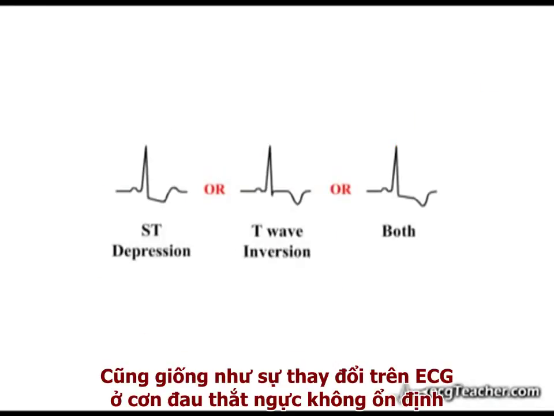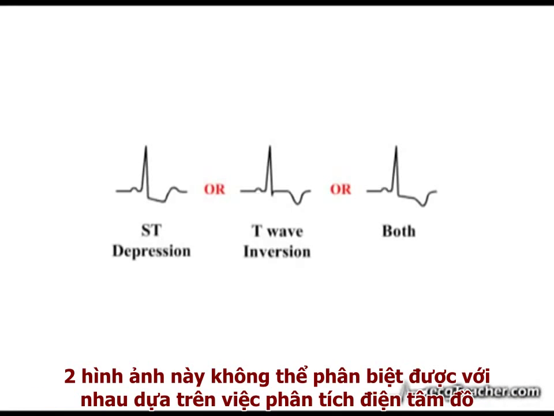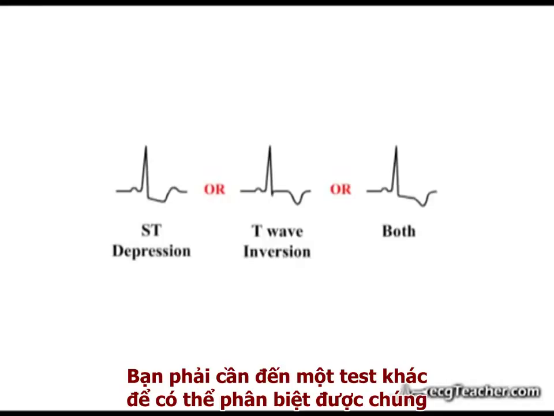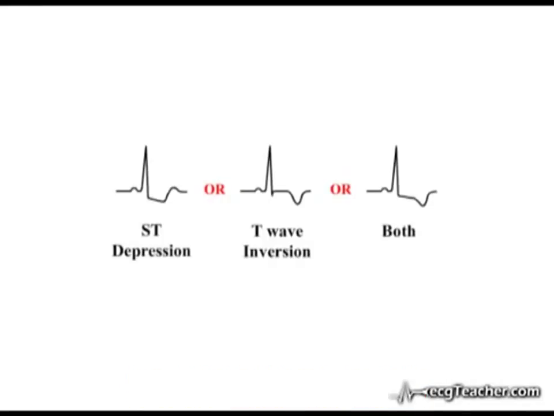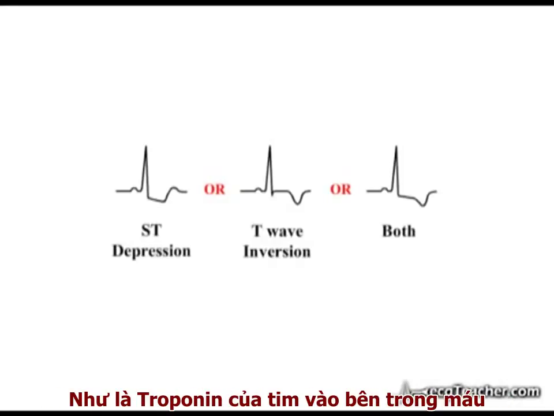As the ECG changes of unstable angina and non-ST elevation MI are identical, the two entities cannot be distinguished based purely on the analysis of the ECG. You need a second test to separate the two. As myocardial muscle dies, it releases cardiac markers such as cardiac troponin into the bloodstream.